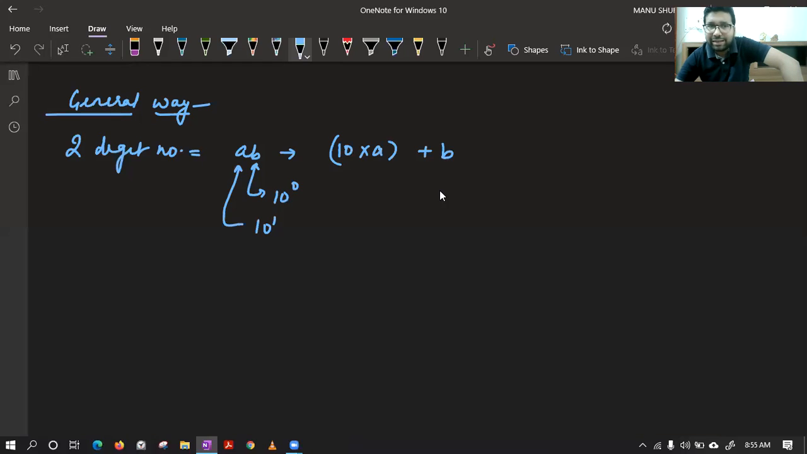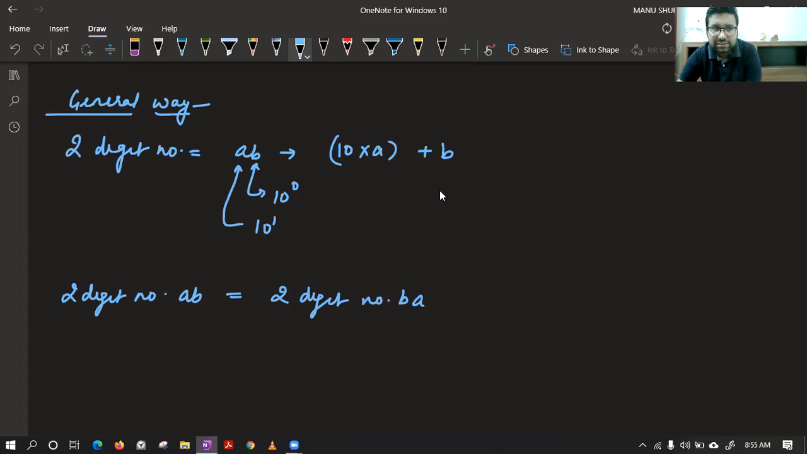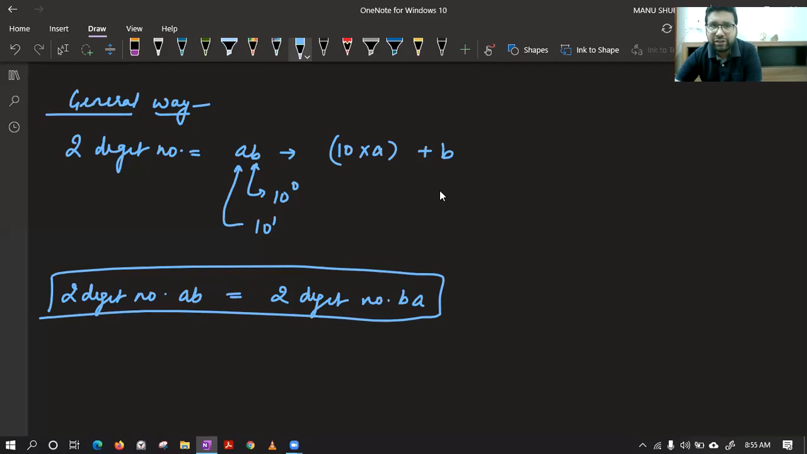Okay. So class, tell me, if I say 2-digit number AB is equal to 2-digit number BA, is this thing correct? Please tell me. After understanding this thing, can you say this is correct? This is not correct. Okay, tell me, this can be correct only in one case. Please tell me the case in which it could be correct.